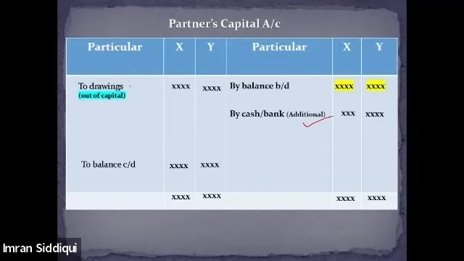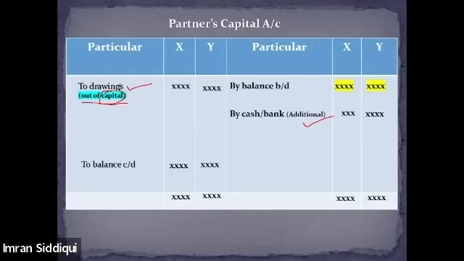And if any amount is being withdrawn by the partner out of the capital only, then such amount needs to be recorded on the debit side of the partner's capital account. But if the drawings are not made out of capital, instead the drawings are being made out of profit, then in such a situation, such drawing will not be recorded in the partner's capital account. Instead, that will be recorded in the current account.